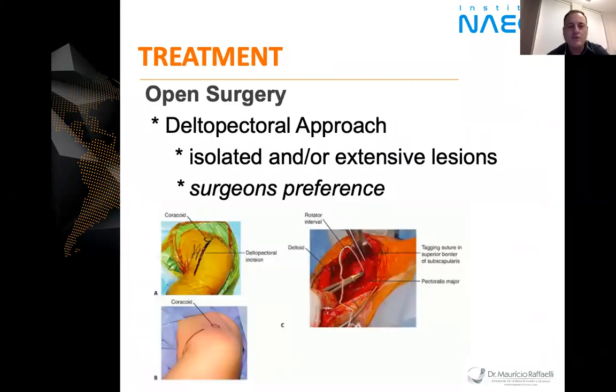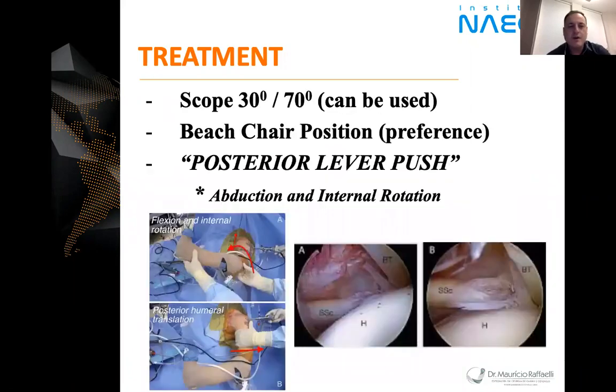Surgical treatment of subscapular tears can be performed in an open manner, with surgeons still preferring the deltopectoral approach. However, better anatomic understanding and the evolution of arthroscopy have given this form of surgery importance in the repair of subscapularis lesions. We can use scopes of 30 or 70 degrees. I prefer the 30-degree scope, and I use the beach chair as the patient's position.